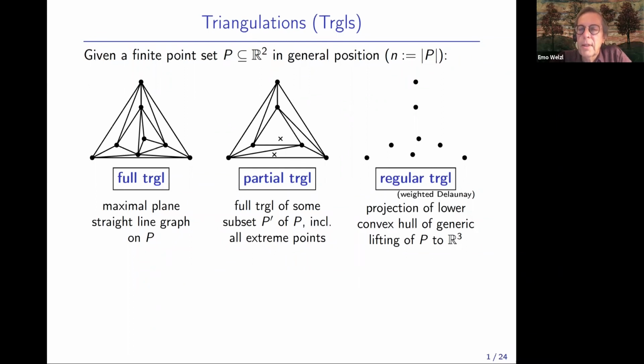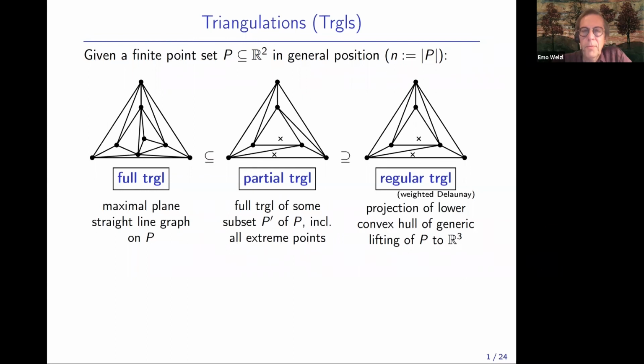Observe that I was writing here a generic lifting. What I mean by this is that I do not want 4 points in the lifting to be coplanar. If you have these conditions, then you get a partial triangulation. I will have a picture on the next slide.